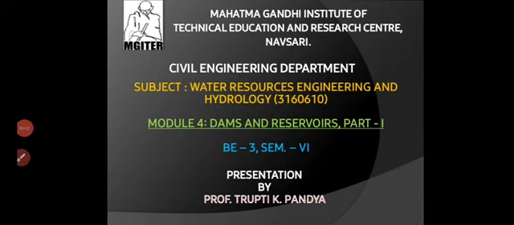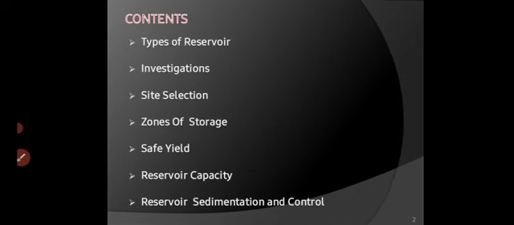This is the second video in continuation with the first video. In the first video, I discussed types of reservoir, investigations carried out for reservoir site selection, zone of storage, and yield, safe yield, and other classification of yield. In this video, we will discuss reservoir capacity and reservoir sedimentation.